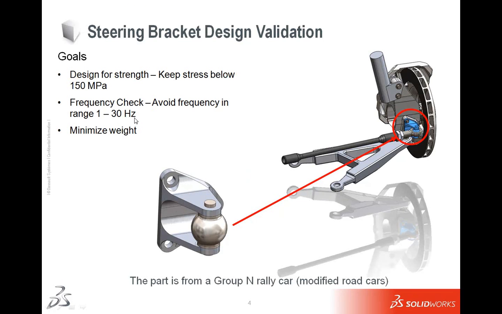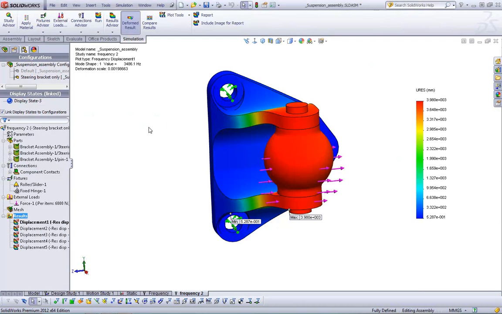Now the next part is we want to minimize our weight. I'm going to do this with an optimization study. So I have my static study and my frequency study done. I want to now optimize this for minimizing mass. To create a design study or an optimization study, again, optimization is included in Simulation Professional.